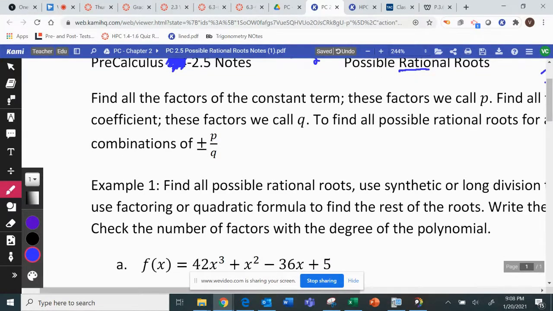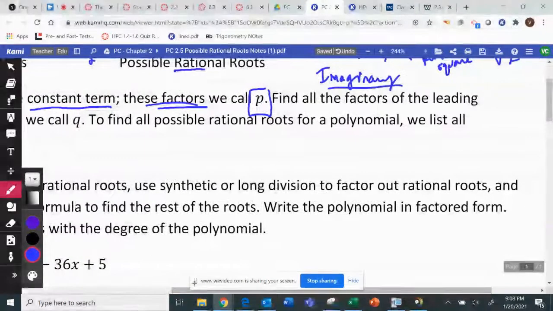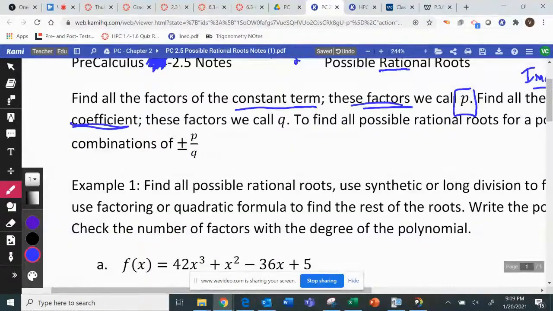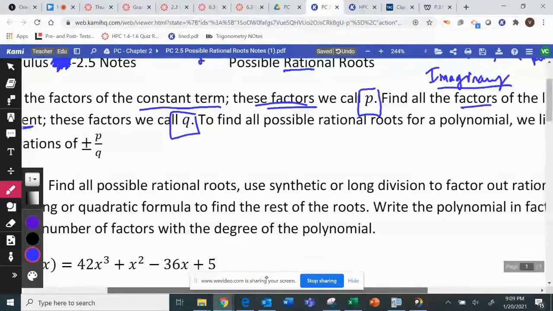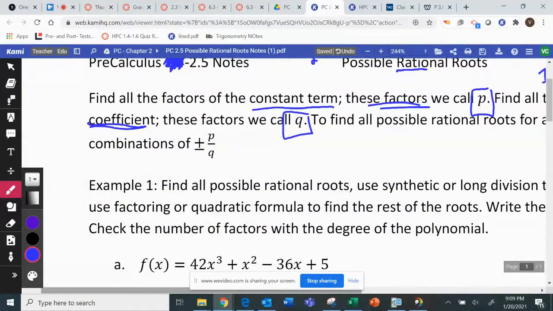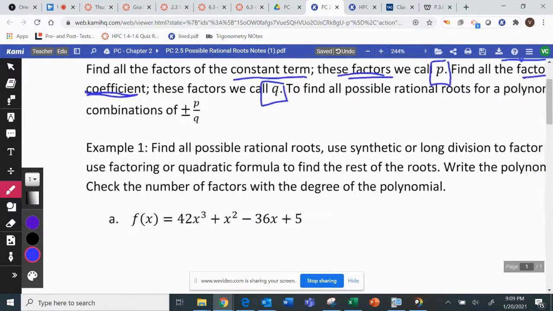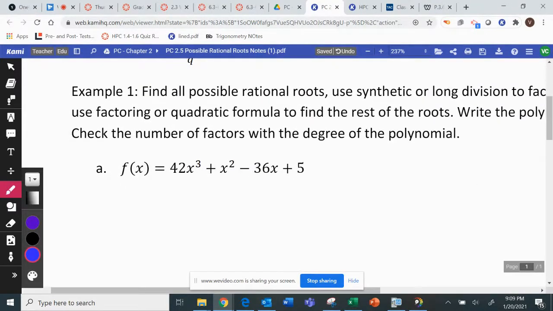When we have a polynomial, we're going to call the factors of the constant term, that last term, p. And then the factors of the leading coefficient, we're going to call those q. Then to find all possible rational roots for a polynomial, we list all combinations of plus minus p over q. For example, we've got f of x.